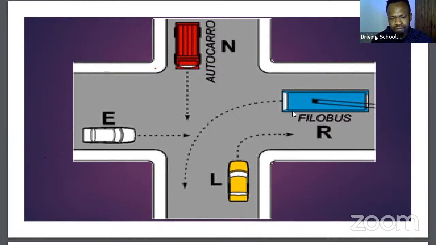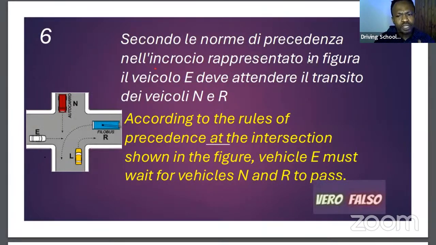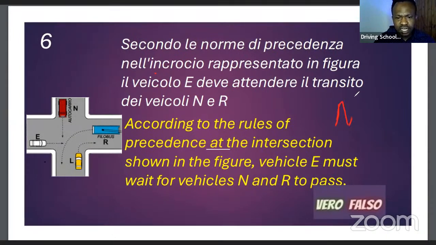Explanation of the question. So for example, here the question said, secondo le norme di precedenza nell'incrocio rappresentato in figura, il veicolo E deve attendere il transito del veicolo NR, which means they are indirectly telling me that the order of precedence here is N, R, then E. You understand? That is what they're indirectly telling me here, that at the end of the day, the order of precedence here is NRE, because E deve attendere il transito del veicolo NR, which means NR will pass before E.